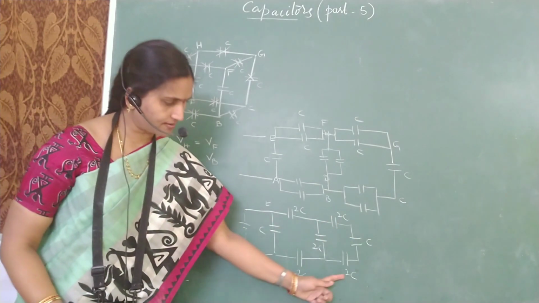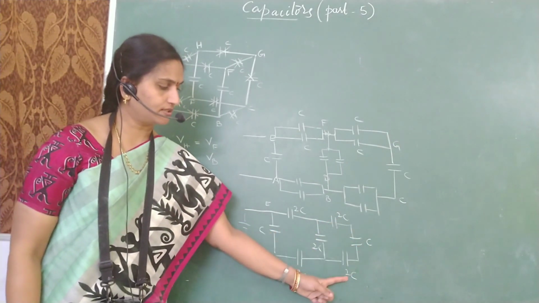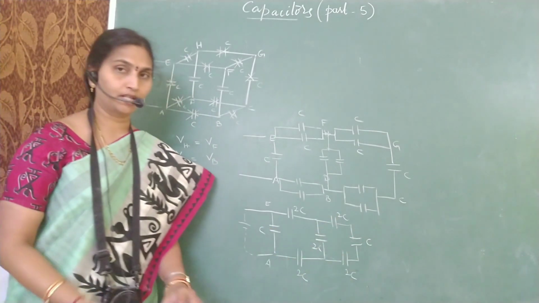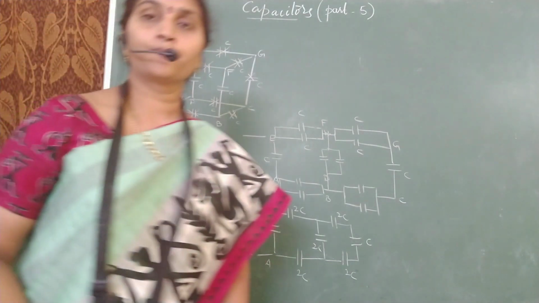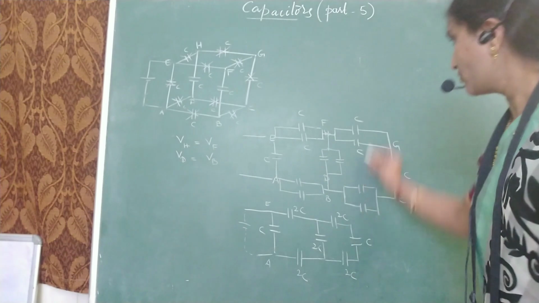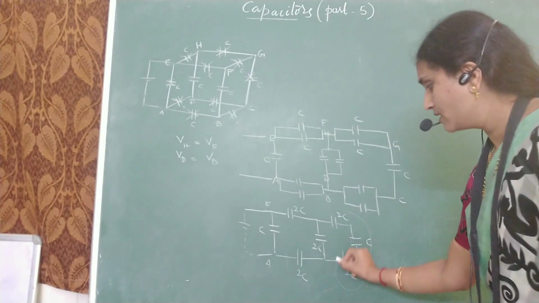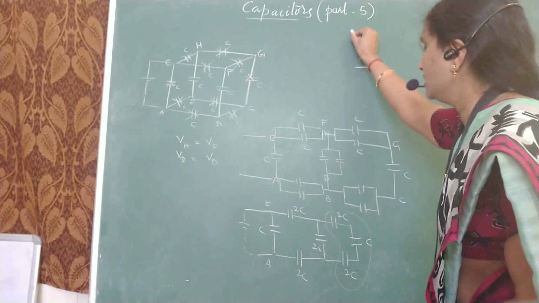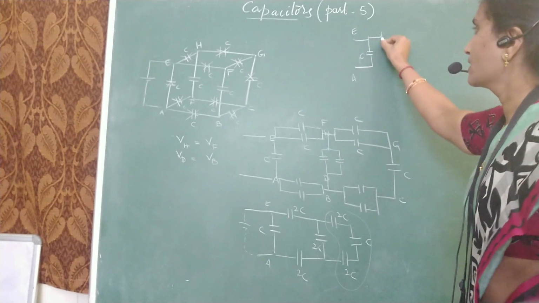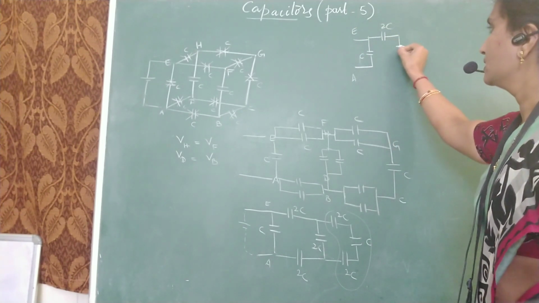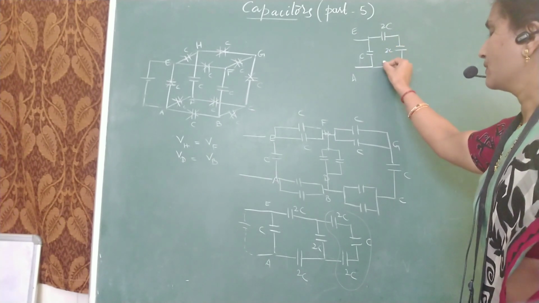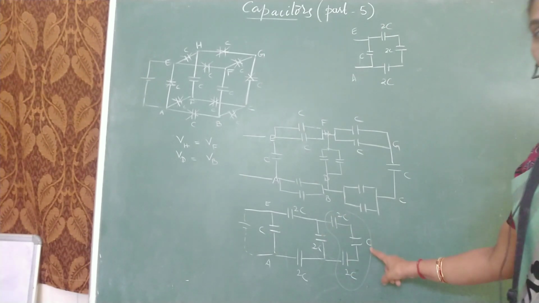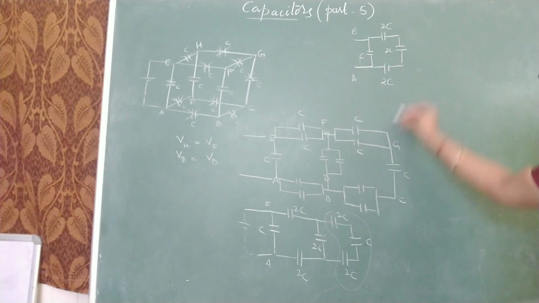How are these three capacitors connected? 2C, C and 2C in series. See, 2C and 2C in series will become C. C and C in series will become C by 2. I'm reducing this circuit further so that you can simplify it. The last three, when reduced, will remain as C between E and A. This is 2C, 2C, 2C. When you calculate the equivalent capacitance for all these three which are in series combination, you will get the answer as C by 2.